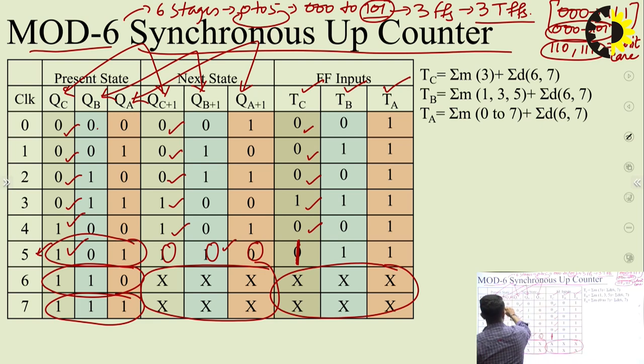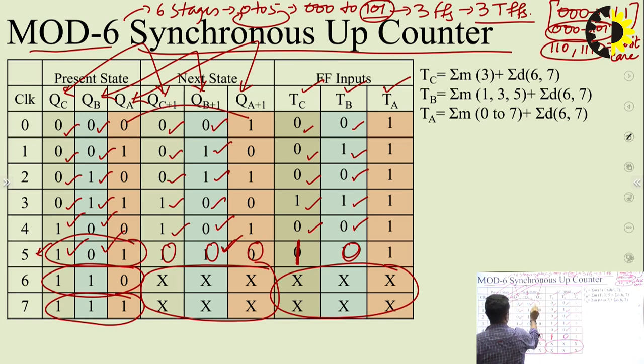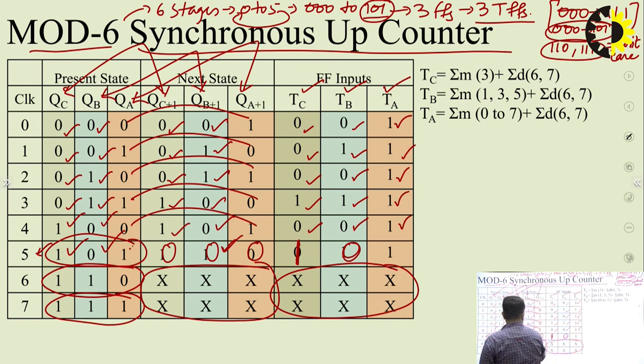Similarly for QB, 0, 0, no change, 0. 0, 1, toggle, 1. 1, 1, no change, 0. 1, 0, toggle, 1. 0, 0, no change, 0. 0, 0, no change. No change means 0. And then 0, 1, toggle. 1, 0, toggle. 0, 1, toggle. 1, 0, toggle. 0, 1, toggle. 1, 0, toggle. Okay.